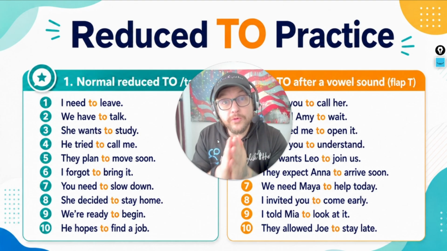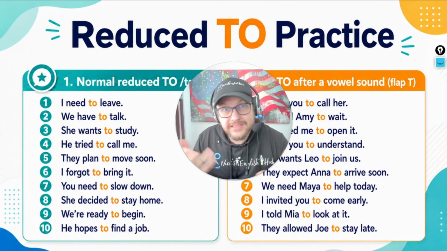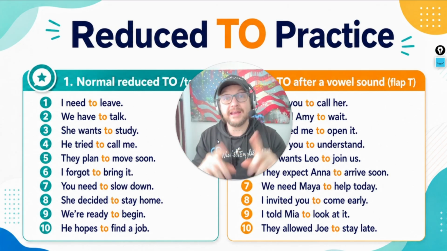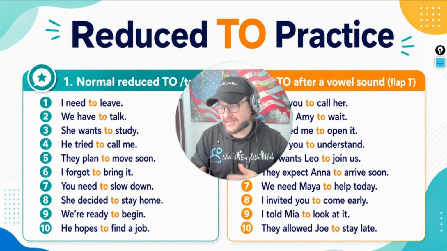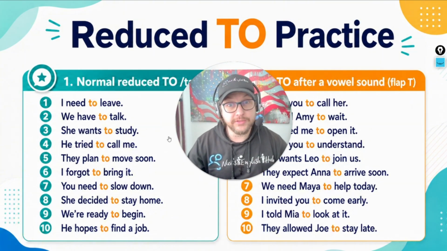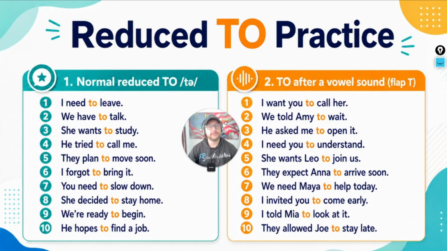But in a normal, natural, organic, fluent conversation, we don't actually say "two." It actually has two different sounds depending on the sentence. And that's what we're going to be getting into today. So let me minimize myself and we're going to jump right into it.